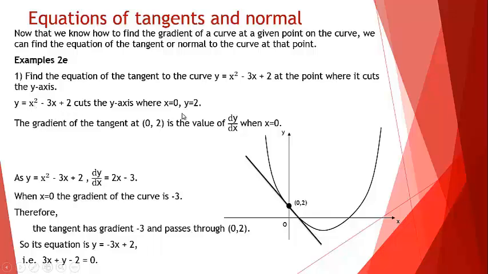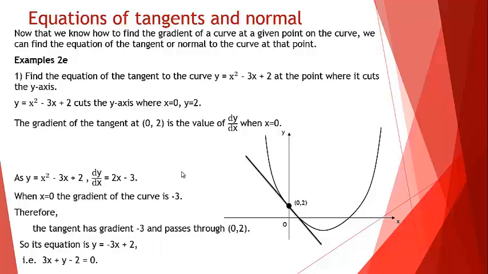The gradient of the tangent at 0, 2 is the value of dy by dx when x equals 0. So we got the gradient of the tangent at the point 0, 2, that is where the curve cuts the y-axis. So as y equals x squared take away 3x plus 2, dy by dx equals 2x take away 3. When x equals 0, the gradient of the curve is negative 3. So we substitute 0 for x in the gradient of the curve, which is 2x take away 3. So we got the answer as negative 3 by substituting x equals 0.